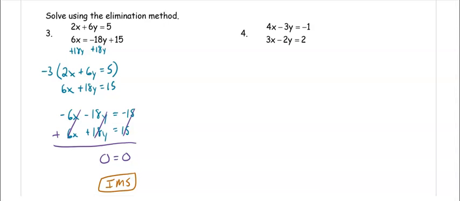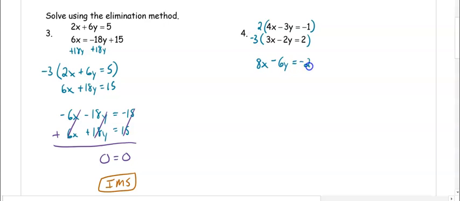In number 4, we do not have variables that cancel out right now, and there's not just one equation I can multiply to get rid of my variable. So to cancel out this time, I'm going to try and cancel out the y's. So I'm going to multiply the first equation by 2. Because they're both negatives, I need to switch the sign. So in the second equation, I'm going to multiply by negative 3. 8x minus 6y equals negative 2. Negative 9x plus 6y equals negative 6.